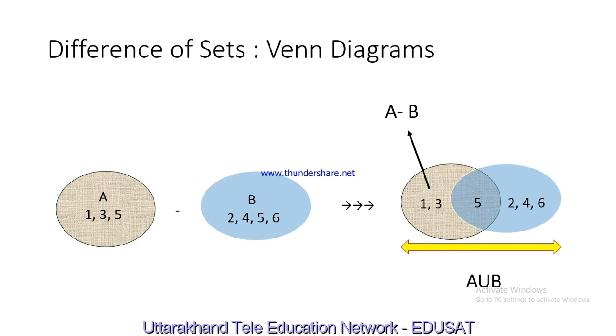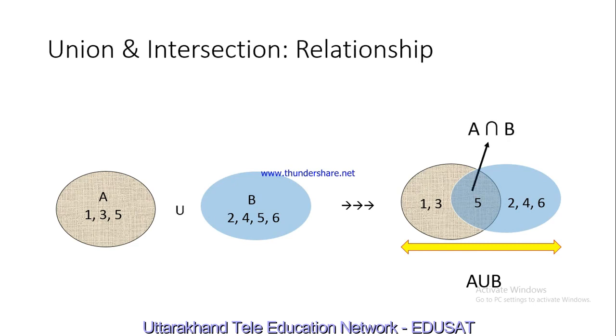Now can you find out A intersection B? You understand that this is the intersection part, that element which is common to both the sets, and now we have got this formula. See what the formula is. A union B is equal to A plus B minus A intersection B. Now what do we mean by this? Have a look.